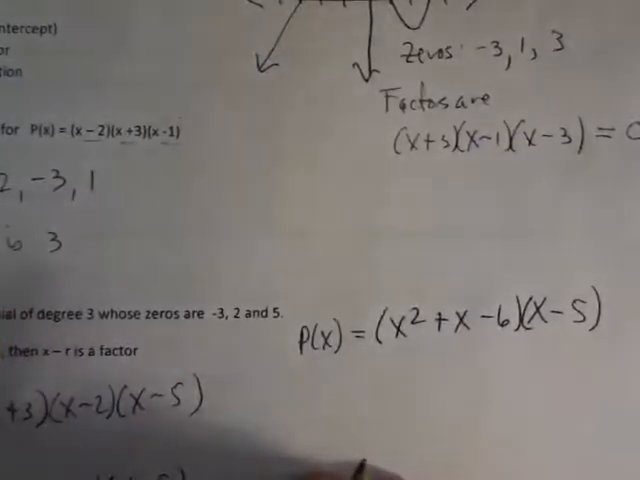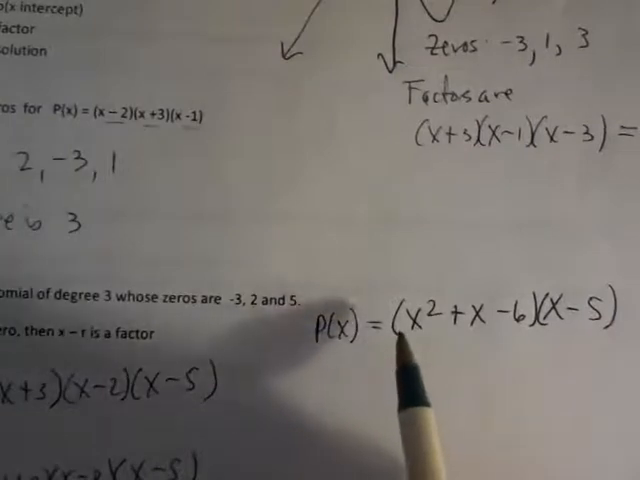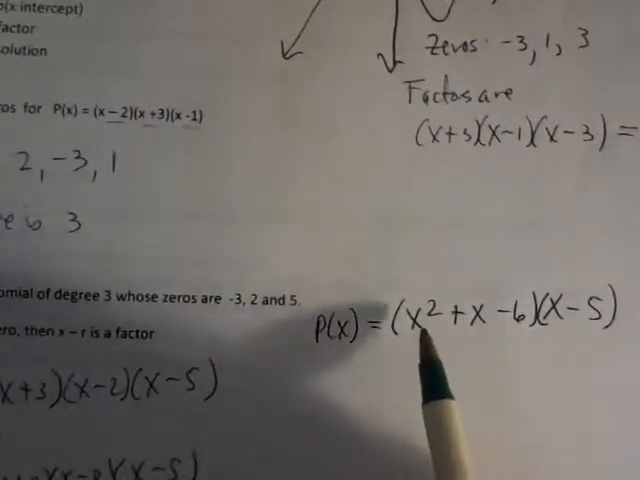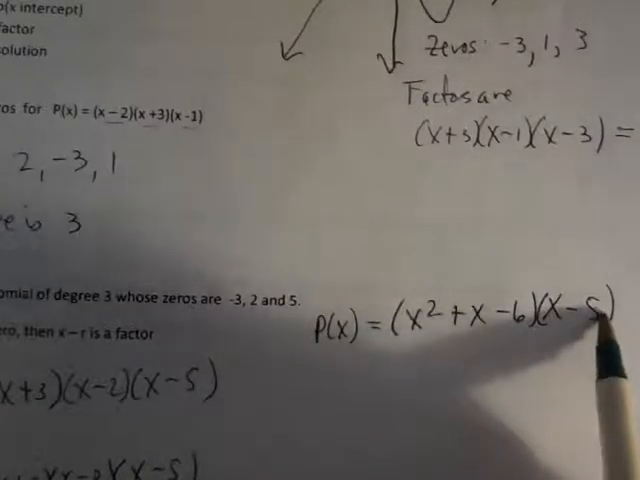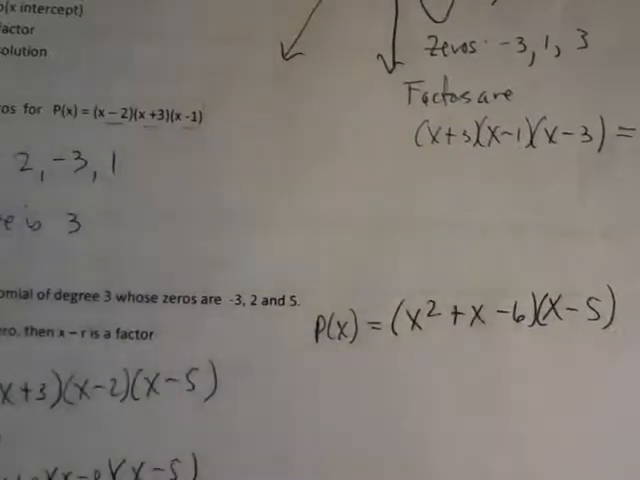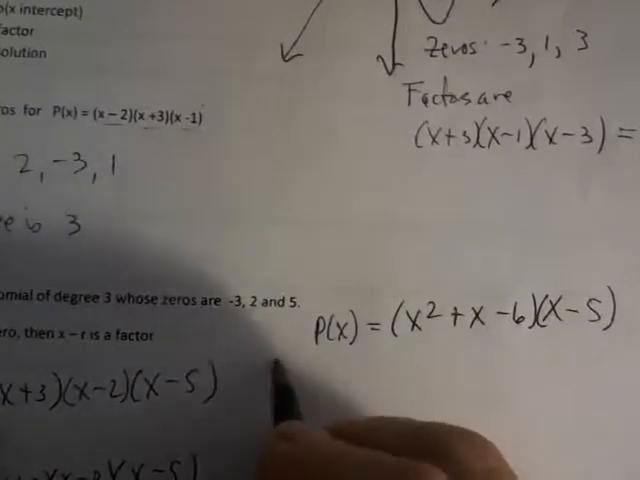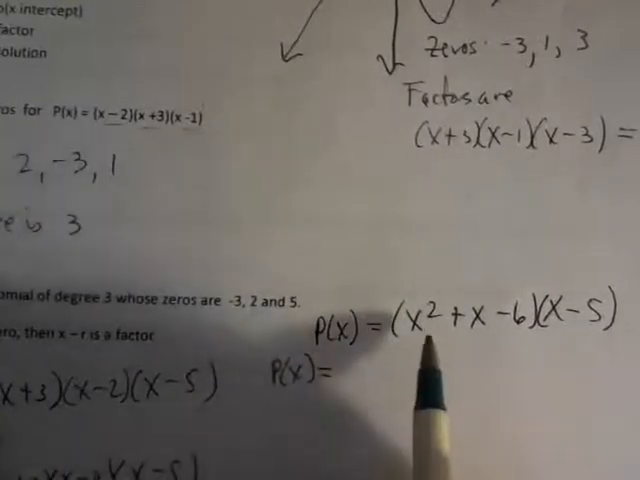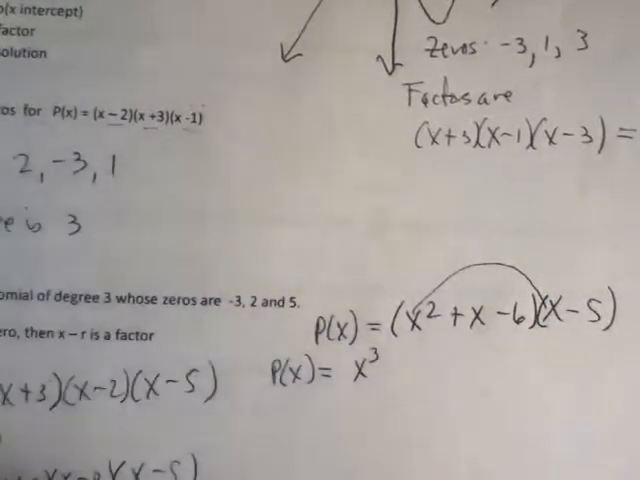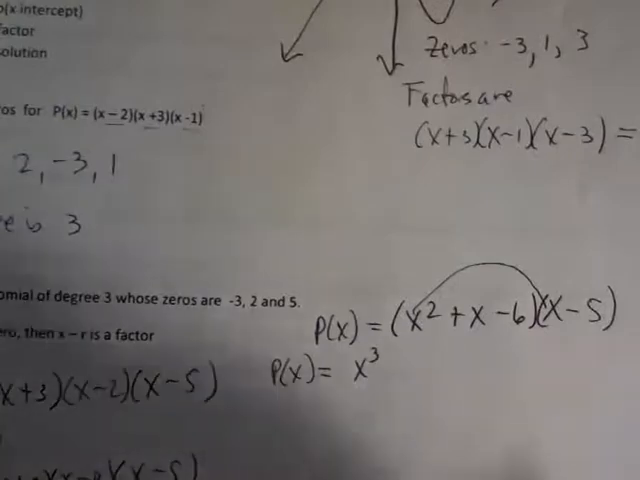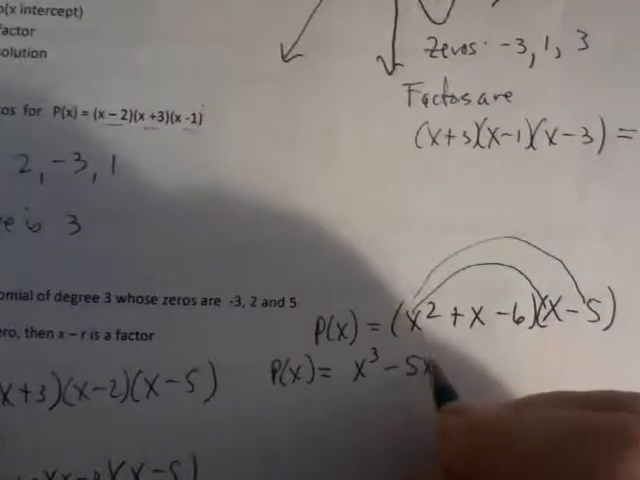Now, I do realize sometimes these get complicated, but it's okay, because it's all about organizing your work, following these steps. You take the x squared times both of these, you take the x times both of these, and then you take the negative 6 times both of these. So I'm just going to give myself a little more room here. X squared times x is x cubed. Don't forget about that exponent. X squared times negative 5 is negative 5x squared.